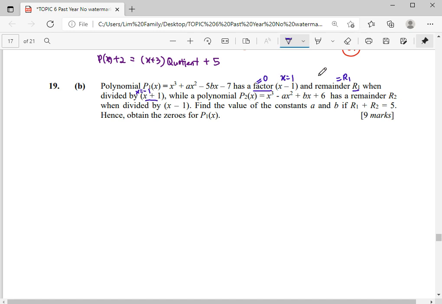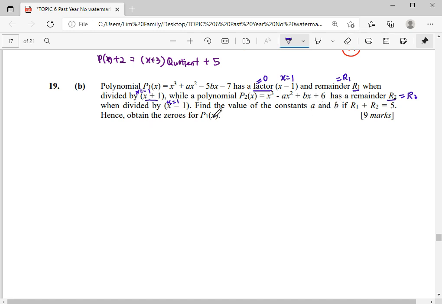So we have one information, the second information, and the third information comes in. Another polynomial P2 has remainder R2. What is the divisor? The divisor is x minus 1, so x equals 1. Find the value of the constants A and B. When you see they're asking us to find two unknowns, it means we have to build up two equations related to A and B only. Then only can we find the constants A and B.